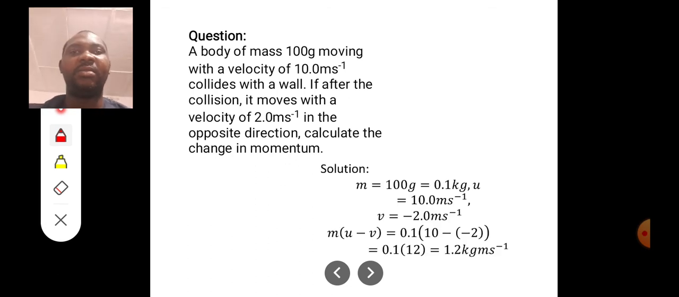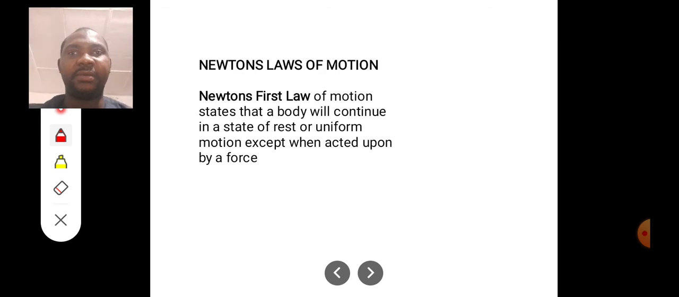Change in momentum: your mass 100 grams, which is 0.1 kilogram. Your initial velocity is 10.0 meter per second. Final velocity is minus 2.0 meter per second. The reason for that minus is because it rebounded, it moved in an opposite direction. So when you put your formula, m times (v minus u), you have 0.1, you have 10 minus 2, which is 0.1 times 12. And that gives us 1.2 kilogram meter per second.